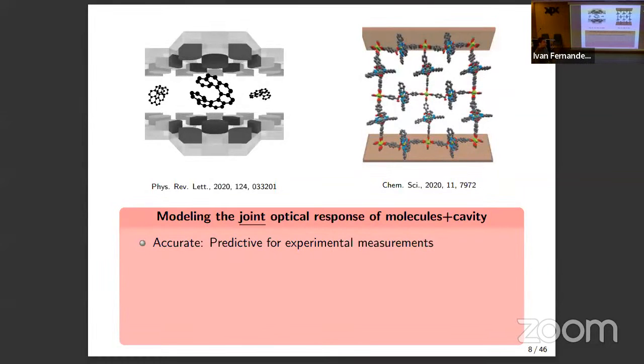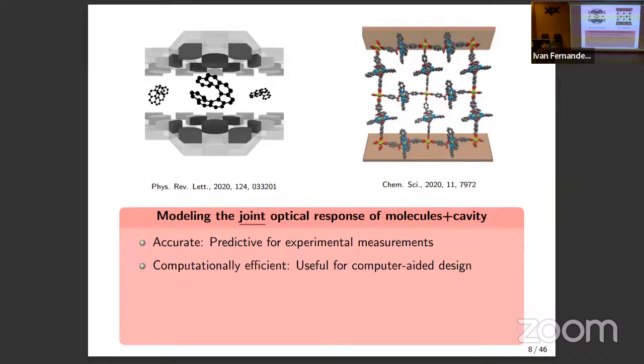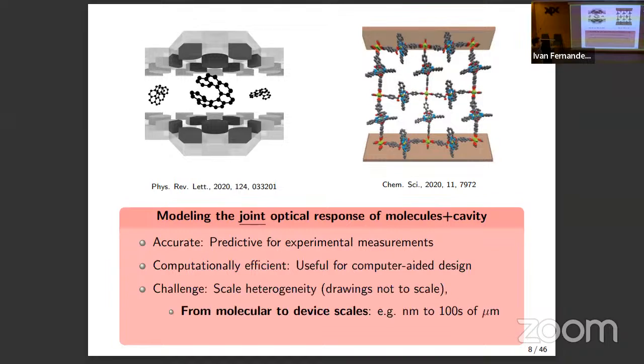All right. Now, I'm a theorist and interested in doing models, doing calculations. And one wants to do, in a system such as this, the joint optical response of molecules and metamaterials. How do we do this? This was actually the problem that the people making these MOFs came to us with. They don't know how to compute the response. So you need it to be accurate, of course, to be able to predict the measurements, but also efficient, so that one can potentially use modern techniques for computer-aided design.